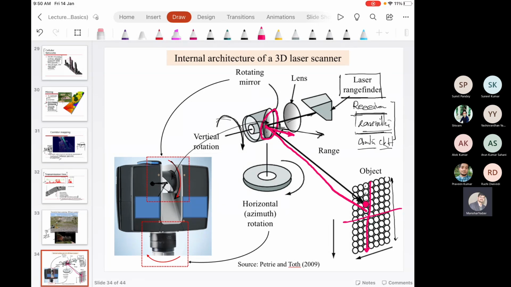So the way it hits the ground all depends on the orientation architecture of this LiDAR instrument.